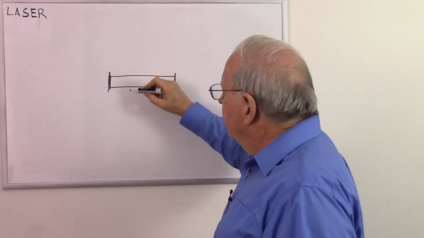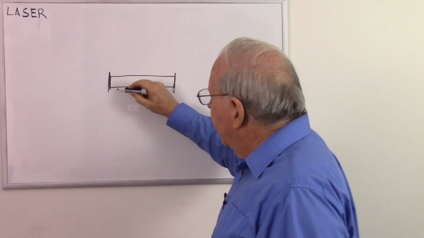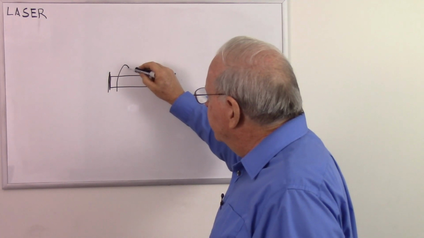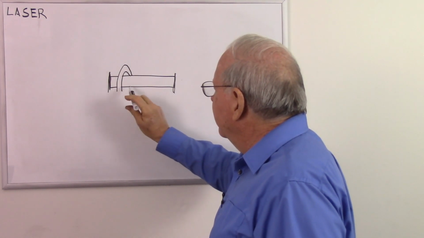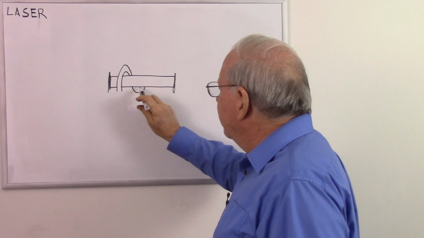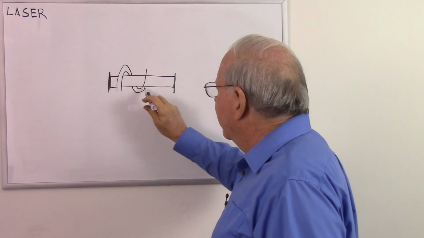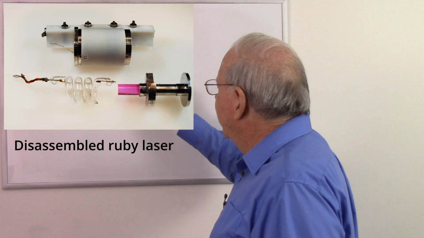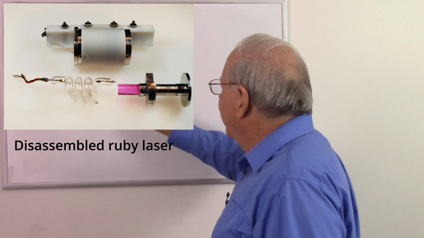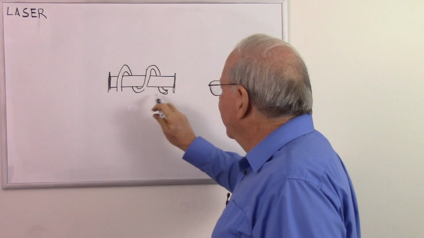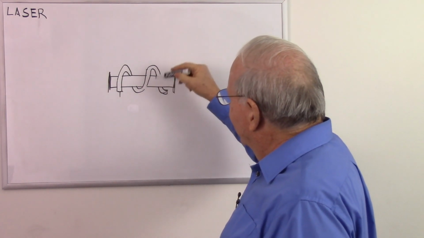So the ruby laser is going to be surrounded by a flash tube. Let's see if I can draw a flash tube here. Use my skills of an artist to try to make a drawing. Let's see if I can do it here. Okay, does that look like a flash tube to you? Yeah, it goes around it.